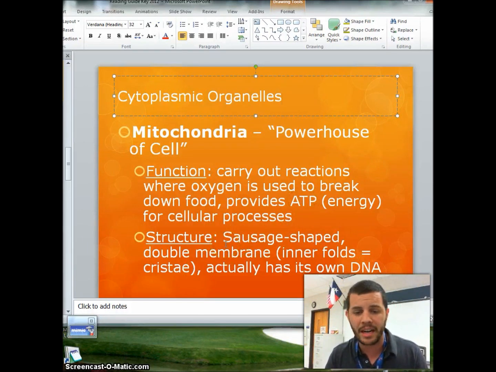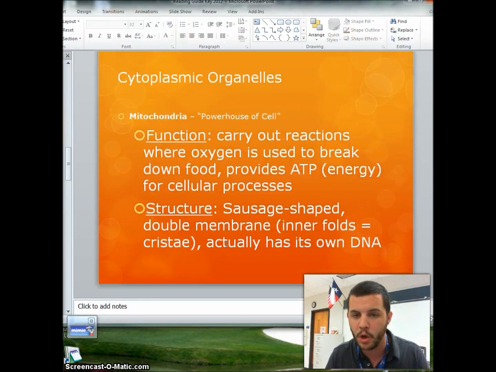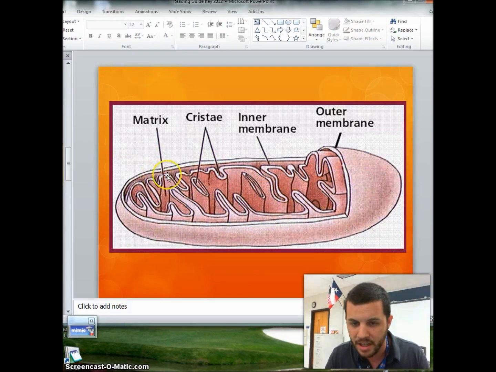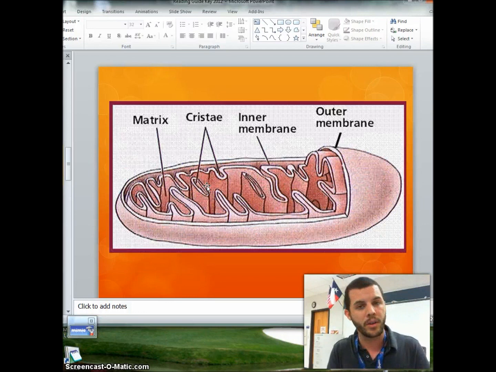Its structure is it actually looks like a little sausage, and it has these inner folds called cristae. And here's the cristae folds, okay? The reason that we want all of those little folds is because the more folds that you have, the more surface area you have. The more surface area you have, the more opportunities that you have to make, not mitochondria, ATP.